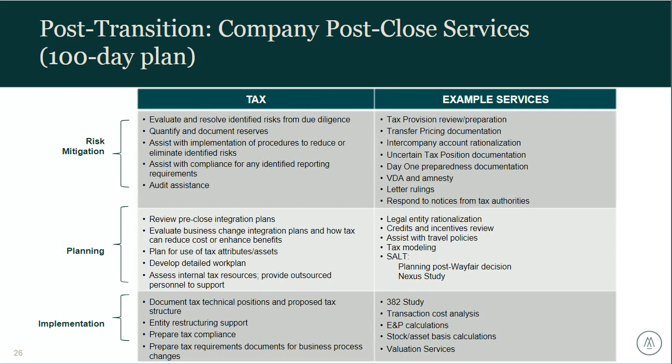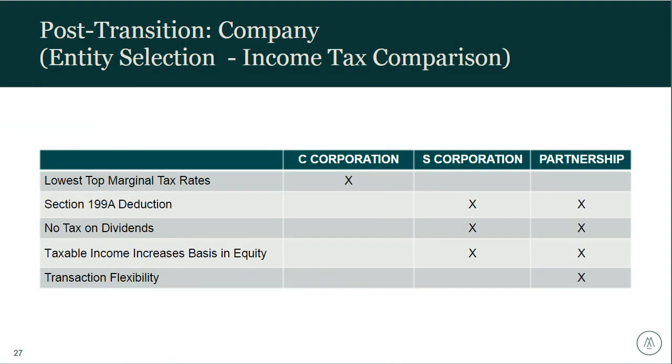Okay. Yeah. So we're running short on time, so I'm just going to mention what's on some of these slides. Once a transaction goes through, the work is not done. There's a lot of things that need to be done post transaction, after the deal's done. So here are some things that may need to be done to resolve some issues. And then the next one is a question we often get: what type of entity is best from a tax perspective? So here we've highlighted some of the pros and cons between C corps, S corps, and partnerships.